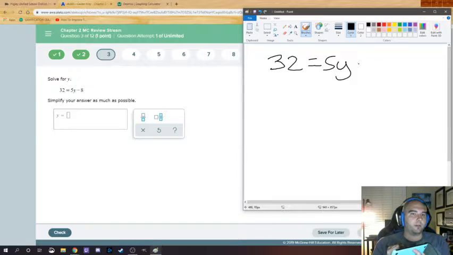32 equals 5y minus 8. Yesterday I wrote with this on the table, and it turns out it's just better by hand, even though it's still not great.